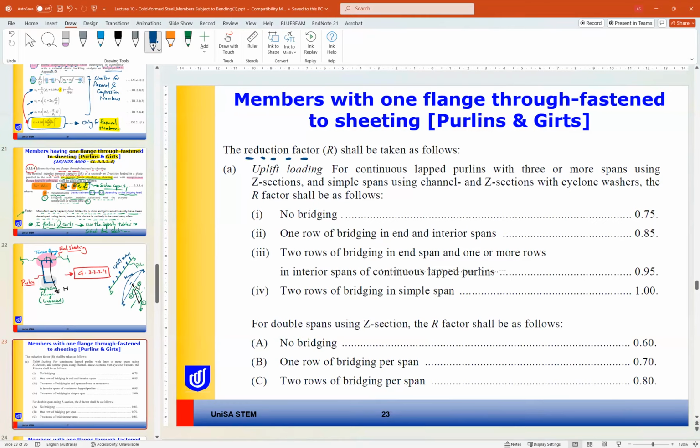So we will not use it in our course, but for your information or for background, R has two cases for uplift loading, for continuous lapped purlins with three or more spans using Z section. So may I quickly open the capacity table for you?